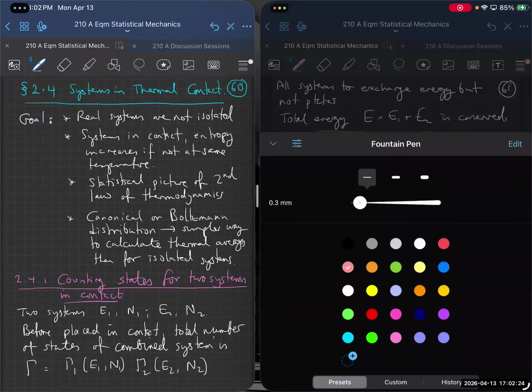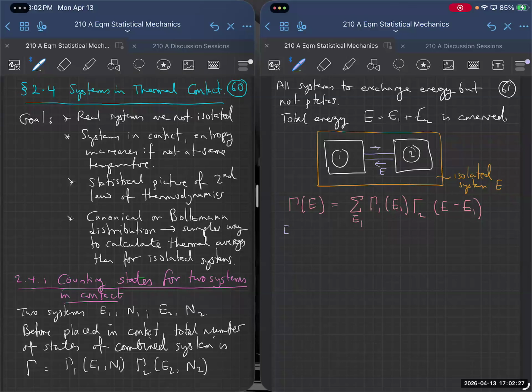And then we ask, well, what is equilibrium? So what we found from the principle of maximum probability is that the equilibrium is special values. E1 is equal to, let's call it E1 star, and E2 is equal to E2 star, which then must be E minus E1 star. And that maximizes the thing in the product there, gamma 1 of E1, gamma 2 of E2.